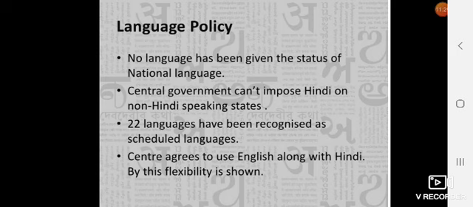As per the Constitution of India, there are 22 languages which have been recognized as scheduled languages. The Central government agrees to use English along with Hindi. So for all these non-Hindi speaking states, the Central government agrees to use English along with Hindi as an official language. By this, we can say that India has shown its flexibility on language policy.